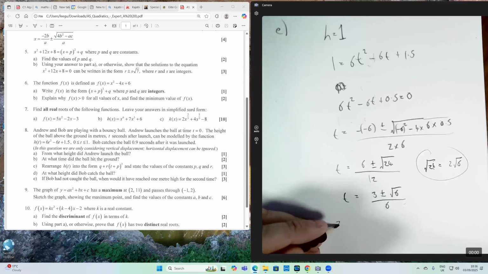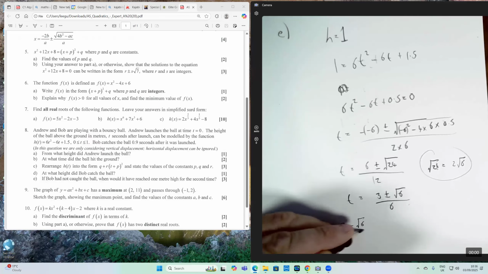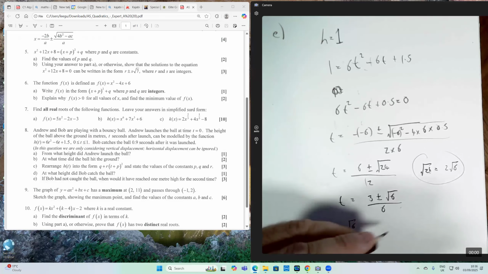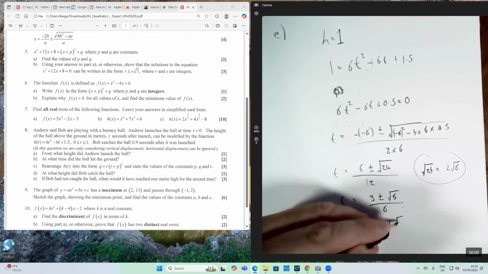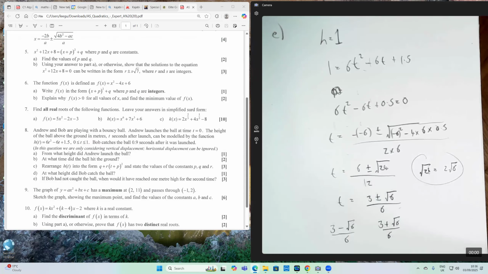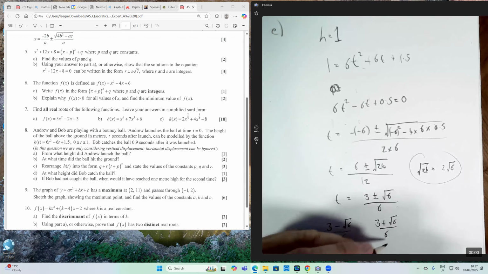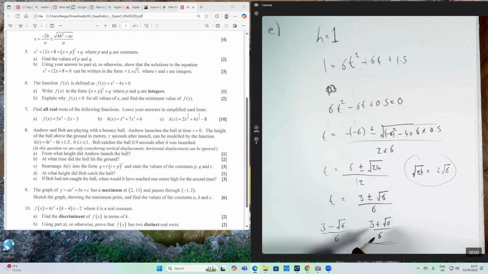It's at exactly 1 meter when t is 3 minus root 6 over 6, and it's at 1 meter again when the time is 3 plus root 6 over 6. And the question's asking us when would it have reached a height of 1 meter for the second time? And this time is bigger than this time, so it would have reached a height of 1 meter at this second time, which is that value there.